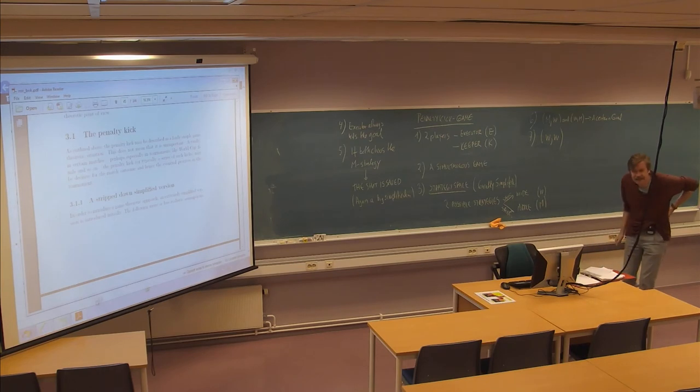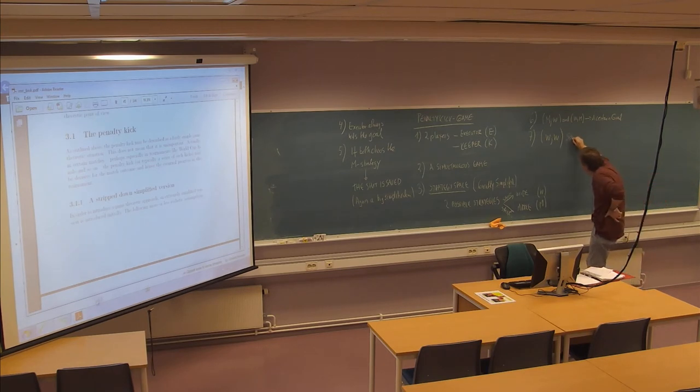In that case, we assume that some of the shots are saved by the keeper. A certain proportion, a certain percentage, and we could then model that as a probability. So in this case, there are some saves, not all.